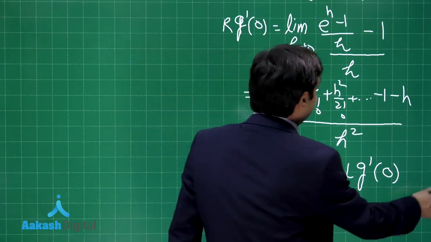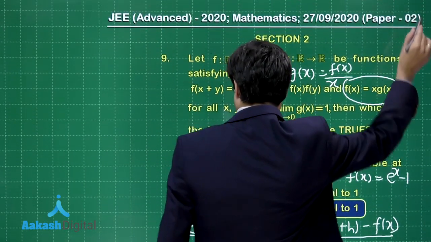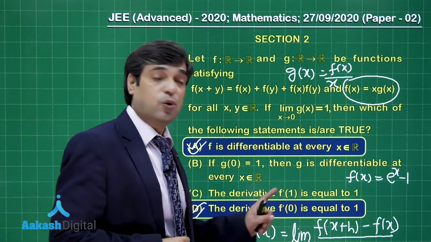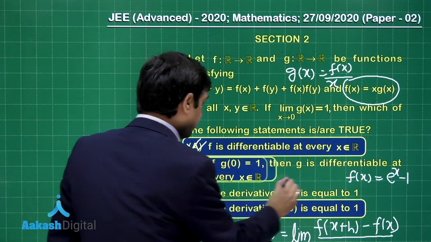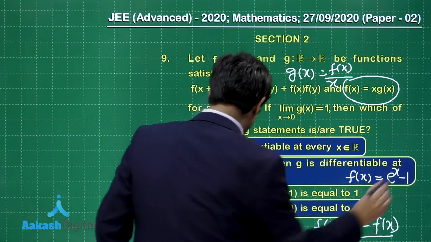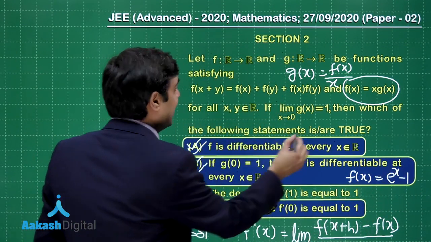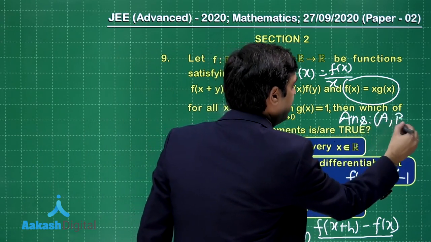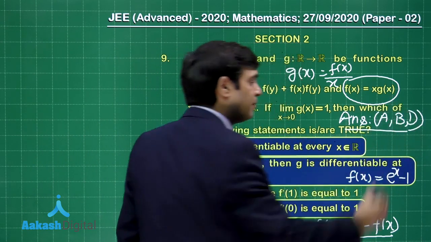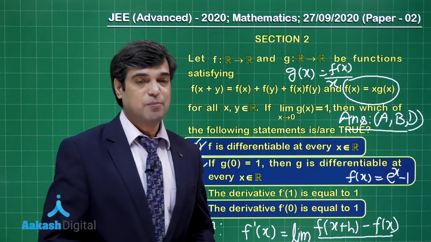So yes, it is differentiable everywhere now if you define g0 as 1. So this option is also correct. That is option number B. So let's mark and mention final answer as A, B, D. I'm sure this is clear. Time to take up the next one.